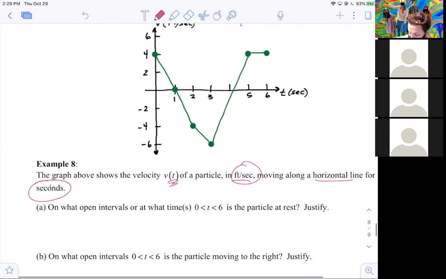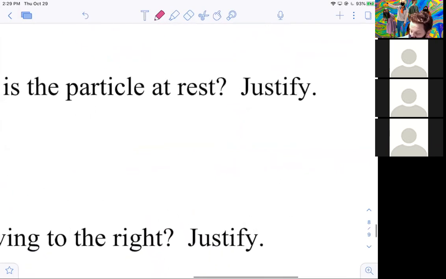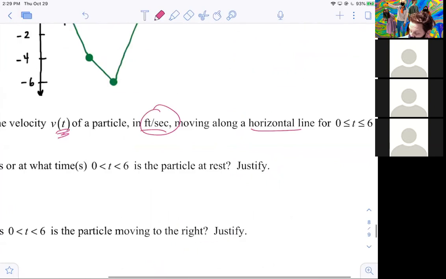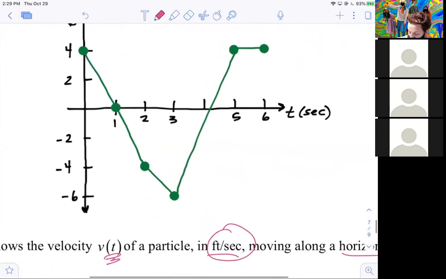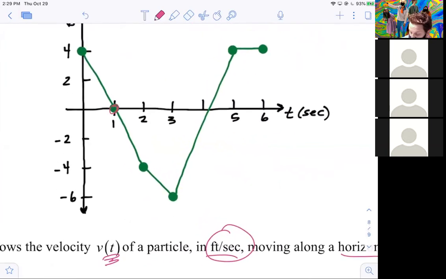Okay, so let's see. Letter A, on what open intervals or at what times, because it could be at a single moment, on the open interval from 0 to 6 is the particle at rest. Okay, so again, the particle's at rest when the velocity is 0. The velocity now are not the slopes, right? The velocities are the y values. So where are the y values 0? At 1 and at, let's see, this is 4 and 5, so that must be 4. If I make the dot big enough, I could call it 4, right?